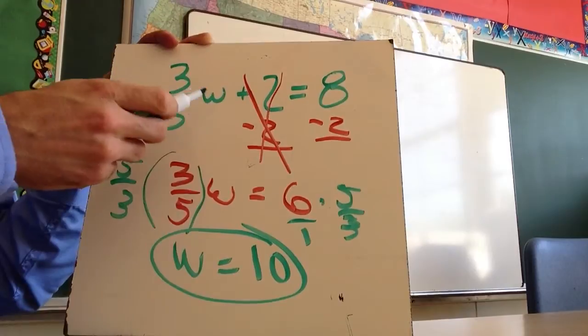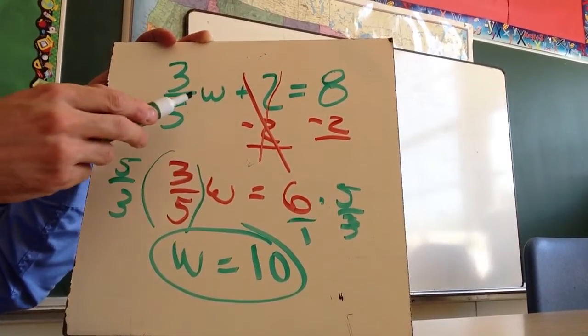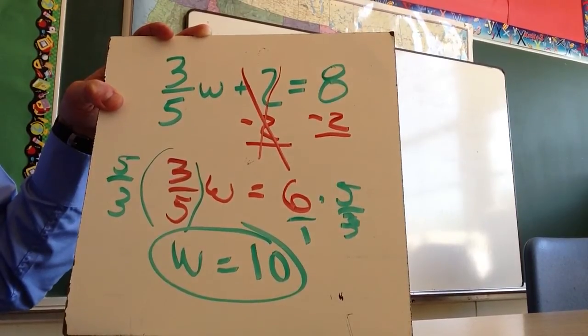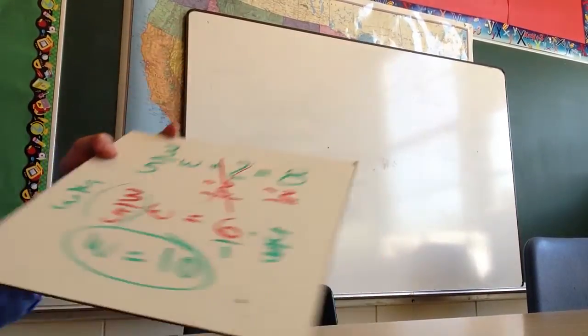Again, you can take this 10, you could substitute it back up here and check your answer. So 3/5 times 10 would be 6, and then 6 plus 2 equals 8.